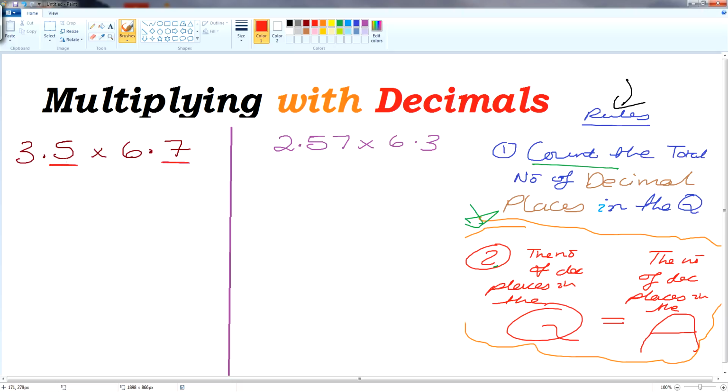So we want these. How many decimal places do we have altogether? 2. One here and one here. So we make a statement here: 2 dp in the question.